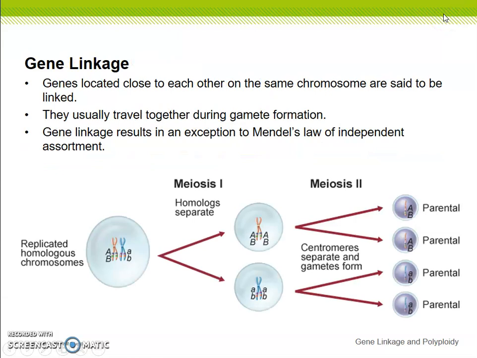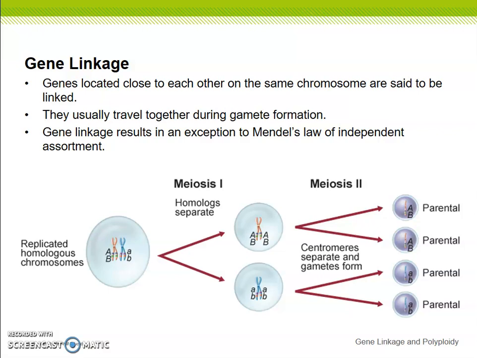Gene linkage. Genes located close to each other on the same chromosome are said to be linked. That means that they are associated with each other. They're not attached. They're really, really close. They're linked. They usually travel together during gamete formation. That's why you see a lot of people with blonde hair and light eyes, because those genes are linked.